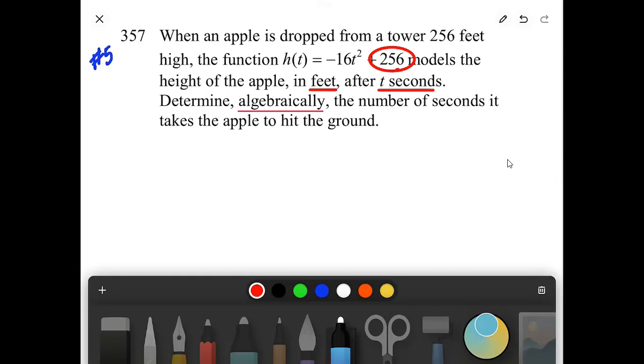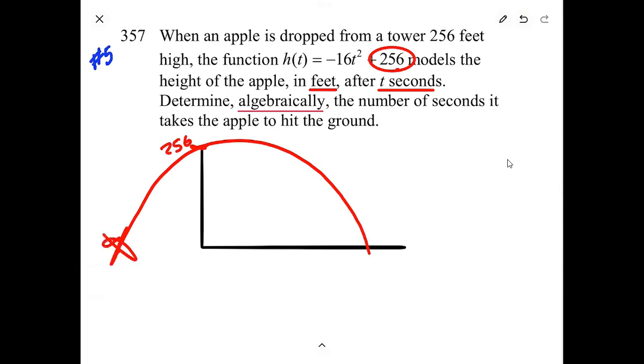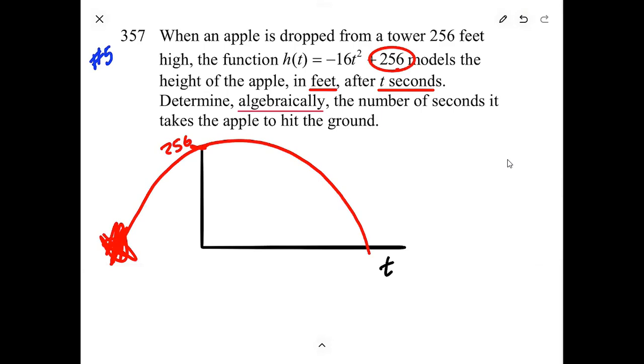Now it says determine algebraically the number of seconds it takes to hit the ground. So I'm going to draw a real quick drawing because I need you guys to see something. So here's going to be the quadratic, and this is the initial height of 256. Now, we don't want this 0 because this is going to be negative. By the way, the domain is time in seconds. So we don't want to go over here. We just want this one right here.